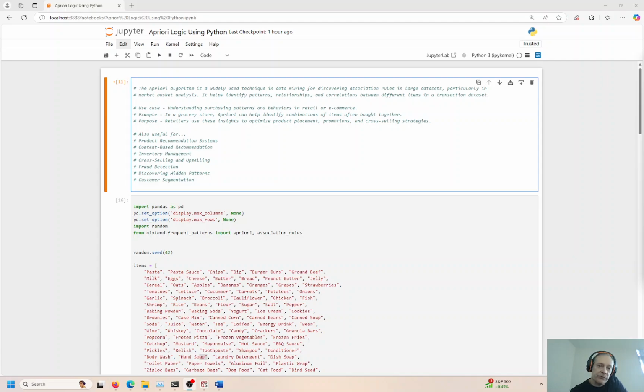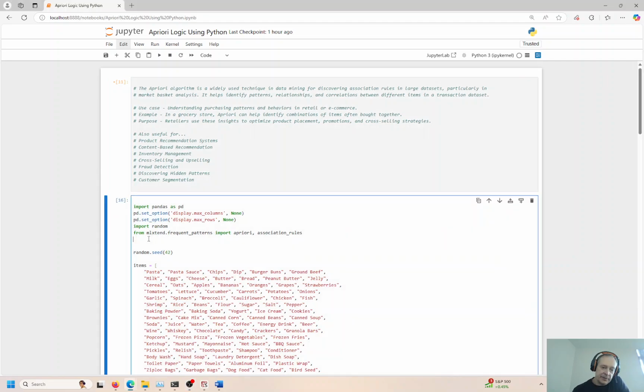Okay. It's also used for product recommendations, content-based recommendations, inventory management, cross-selling, upselling, things like this, fraud detection, discovering hidden patterns in your data set, and customer segmentation, right? And there are other ways to do this too. Clustering is a common way. So this is just one more method to help us create sense from our data set and draw insights from the data that we're working with. Okay, and this is going to be a pretty quick video. So I think we set the foundation here.